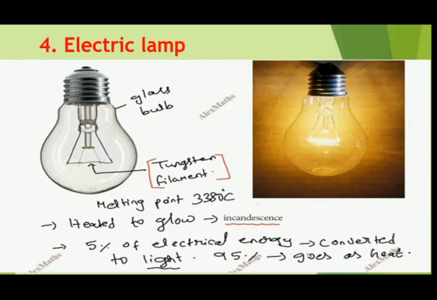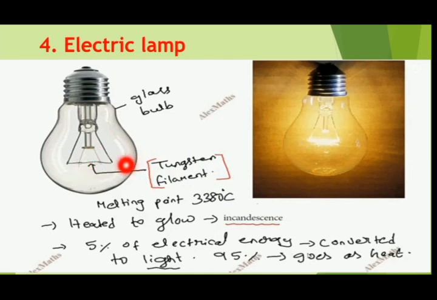Next, fourth application, electric lamp. Since the resistance of the filament in the bulb is high, the quantity of heat produced is also high. Therefore, the filament is heated to incandescence and emits light. What is incandescence? The emission of visible light by a hot body. Are you clear? Tungsten with a high melting point of 3380 degrees Celsius is used as the filament.